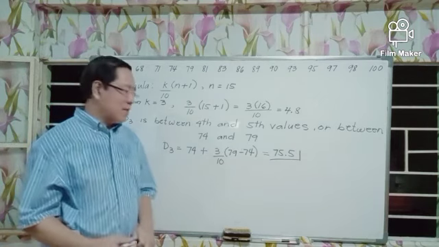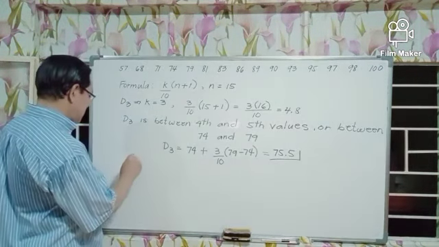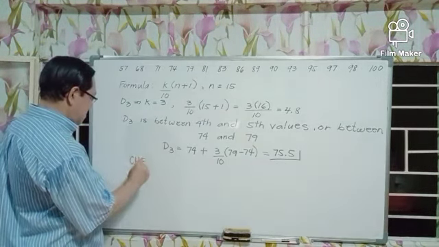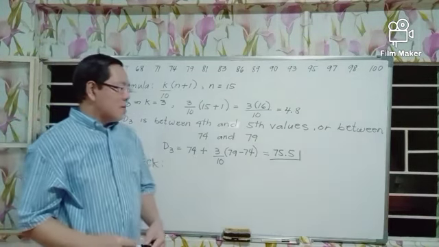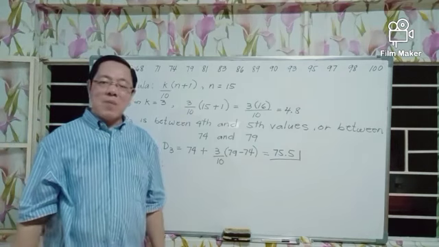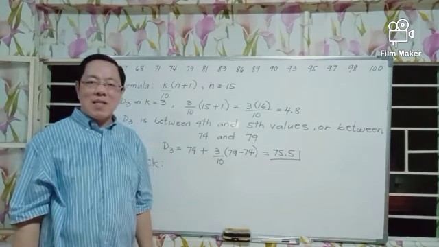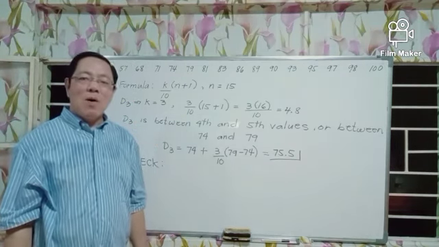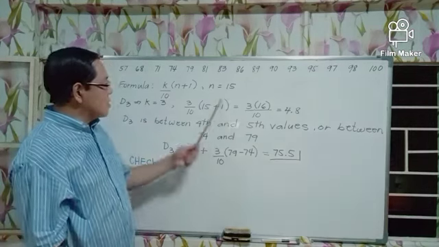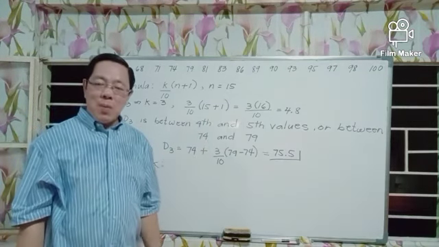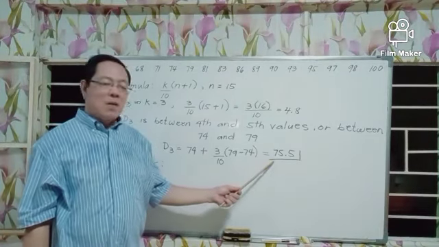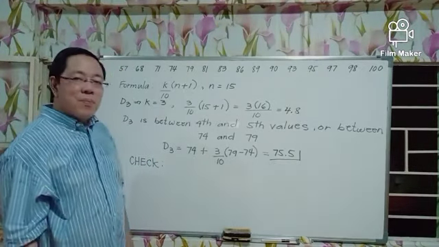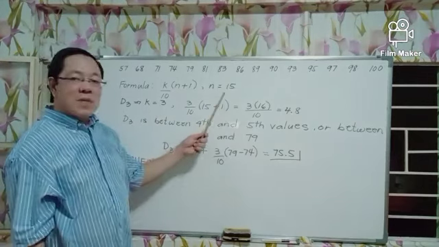Now we check. The third decile means that 30% of the sample, or the number of values, which is 15, is at most less than 75.5. So we compute 30% of 15.